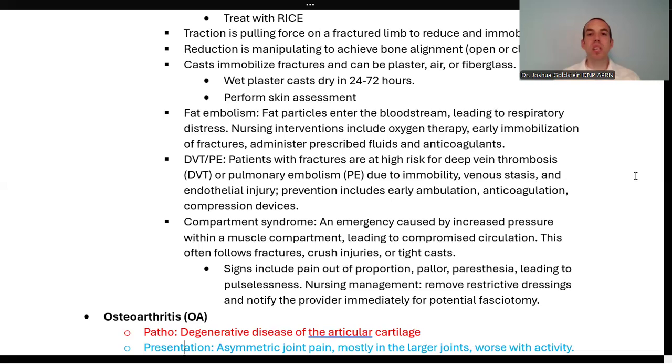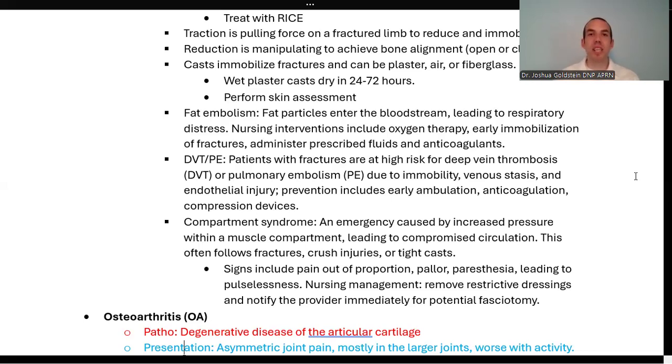The signs of this include extreme pain, where it doesn't look that bad, but it hurts like heck, where the area becomes pale because it doesn't have any more circulation. It has paresthesia, which is numbness, because again, it doesn't have circulation. And obviously the final sign of this is where they have no pulse in that extremity.